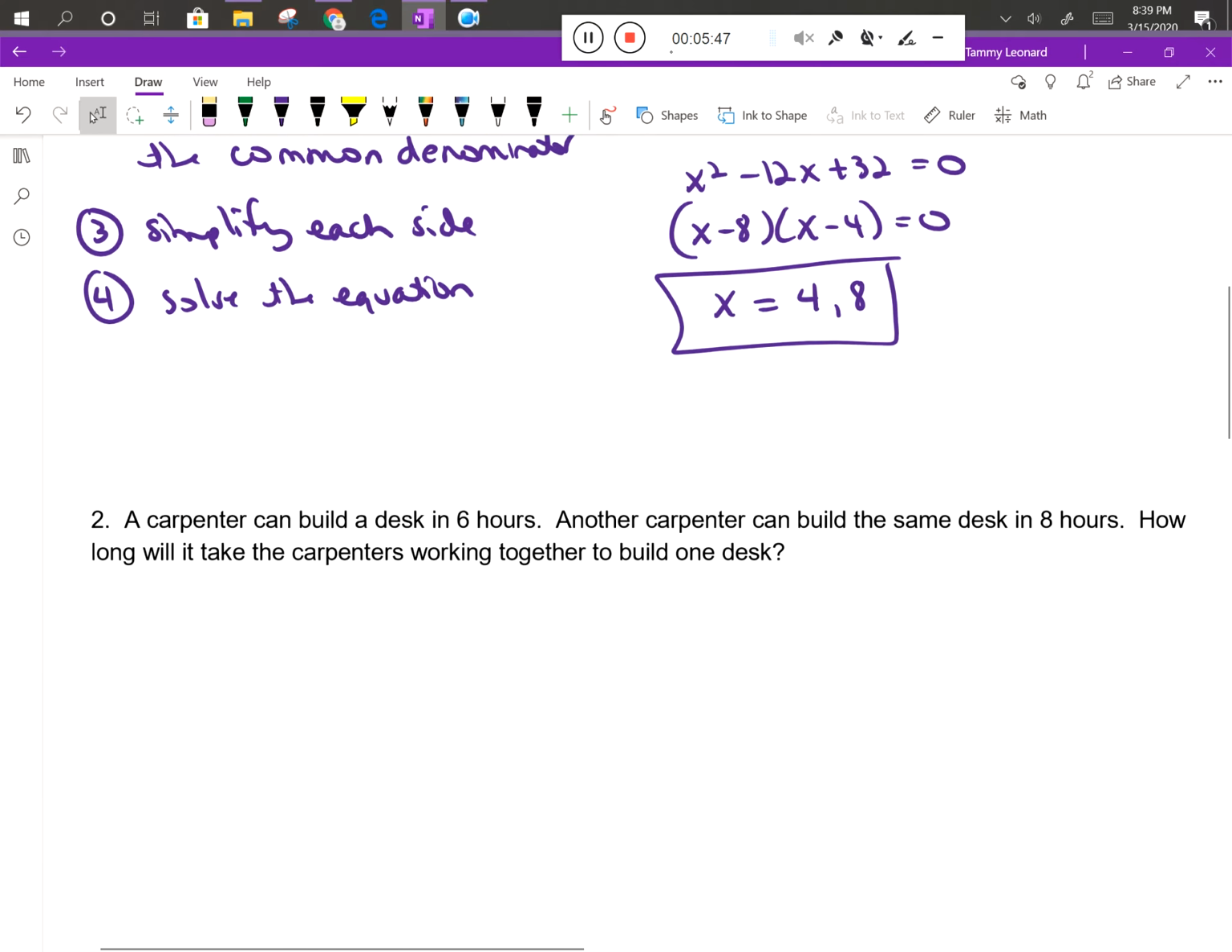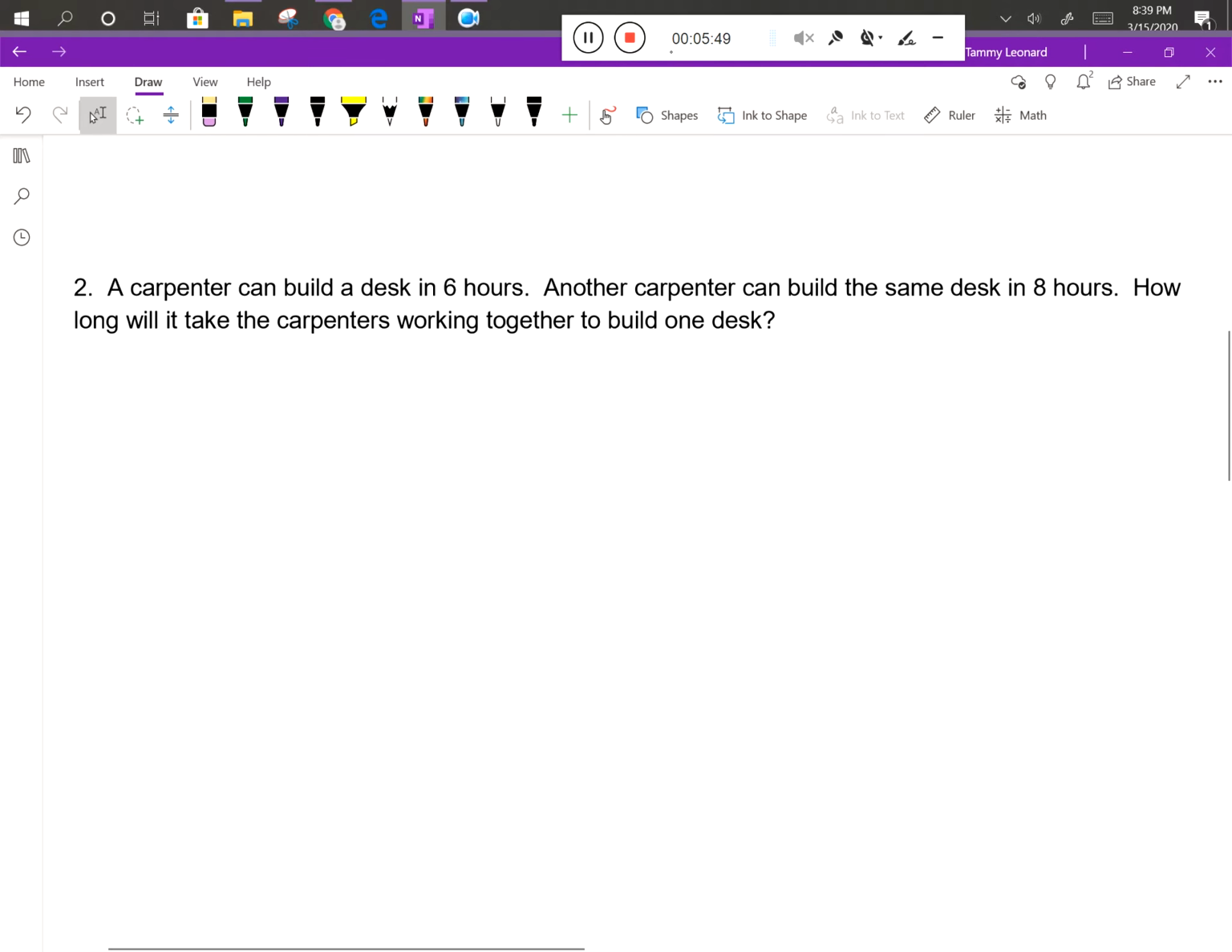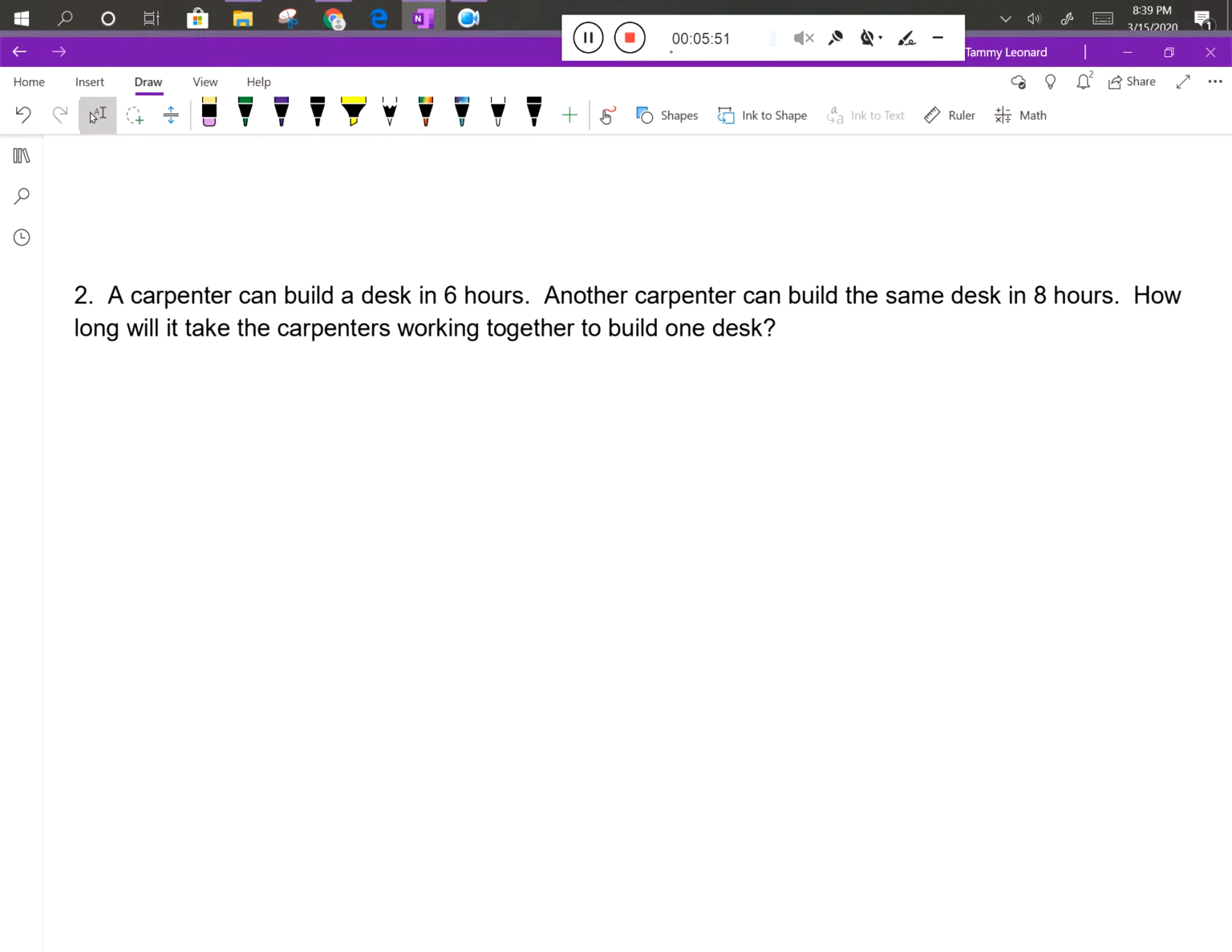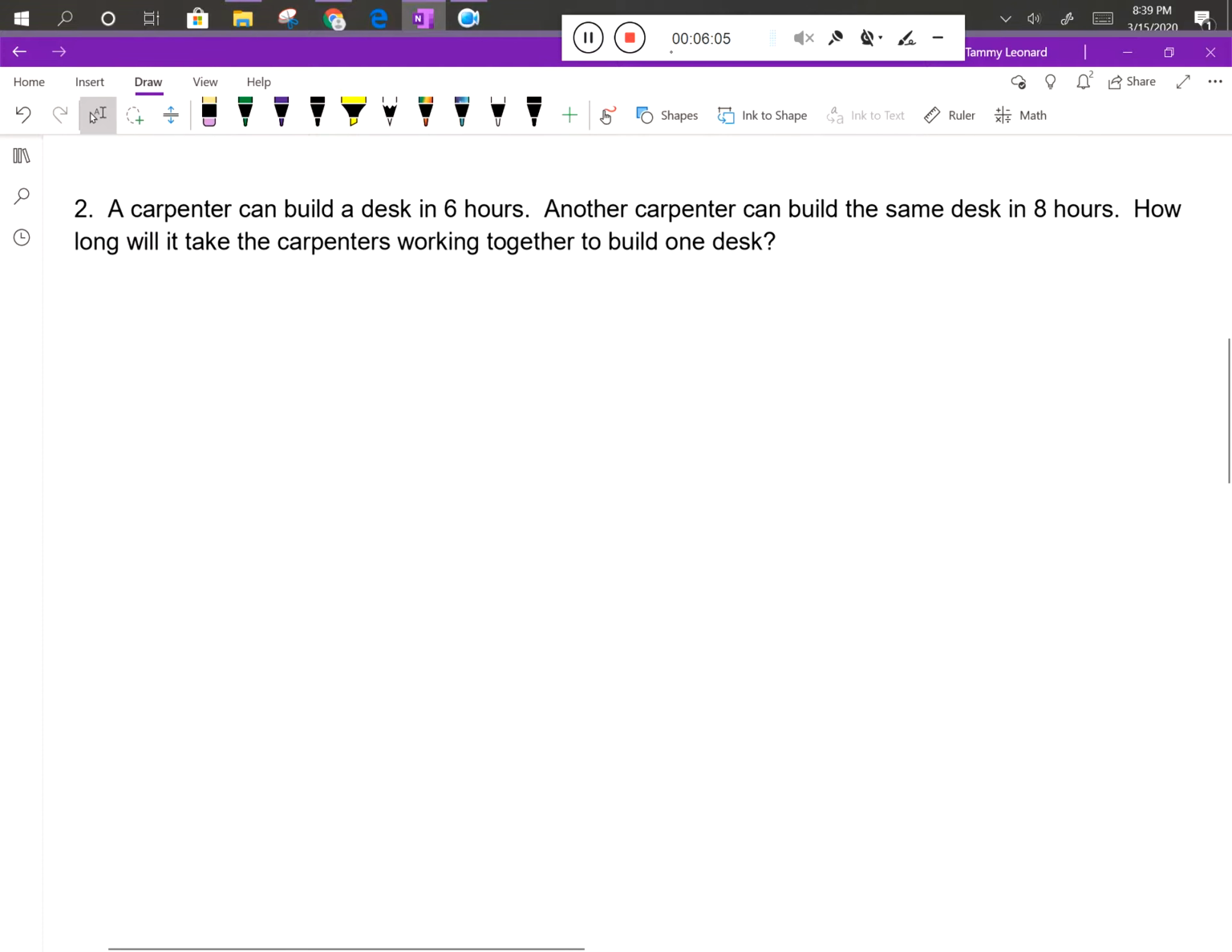Now, in problem number 2, we're seeing a new kind of word problem. This says a carpenter can build a desk in 6 hours, but another carpenter could build the same desk in 8 hours. How long will it take the carpenters working together to build one desk? Now, you already know, in math, when we solve a situational problem like this, we're always simplifying the situation, right?